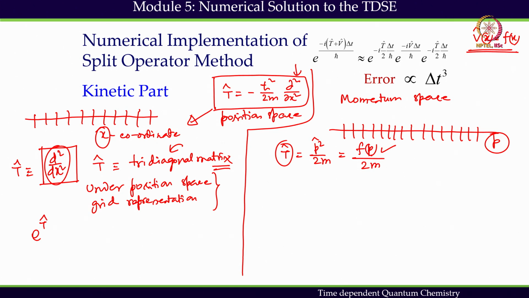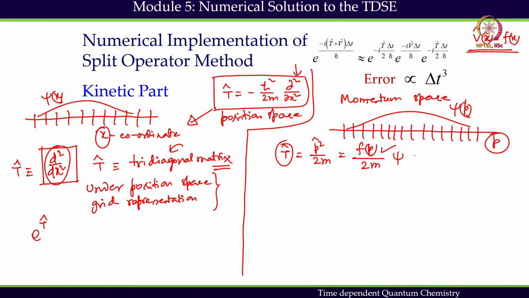And because it is a simple function of momentum space, when I employ that on a wave function, what is going to happen? The wave function, here I have represented in the position space. Now I have to represent the wave function in the momentum space.